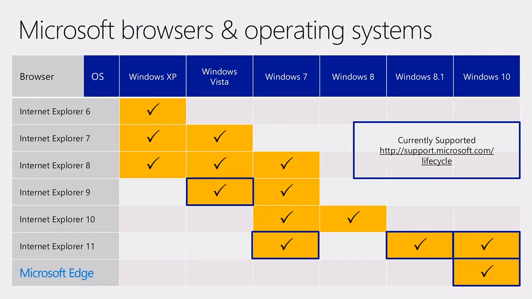Now, this is the list of currently supported browsers. As I said a moment ago, Internet Explorer 11 is the last major version of Internet Explorer, but it will continue to get security updates and technical support and occasional minor compatibility fixes where it makes sense. We do support IE 11 on Windows 7, on Windows 8.1, and on Windows 10.